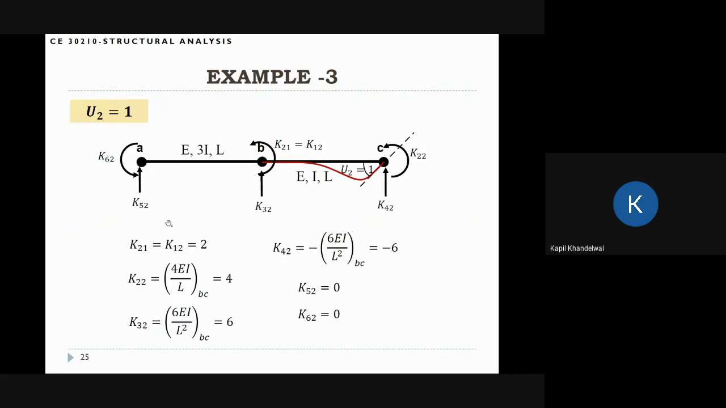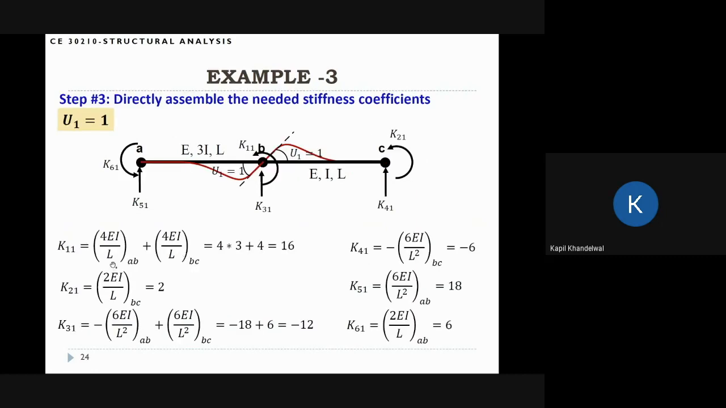So you can think quickly that this member AB is not even actually deforming when we are rotating this member. Only member BC is deforming. So there's no forces in AB member, okay? So K62 and K52 is 0. And again, we are getting K21 by symmetry. So K21 is equal to K12, it's 2. We have already calculated K12 in the last slide. So we already know K21 here.